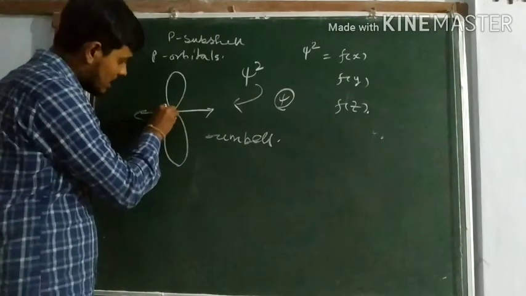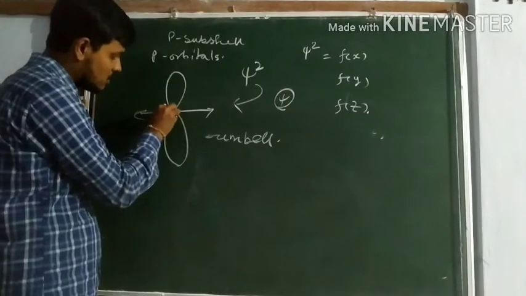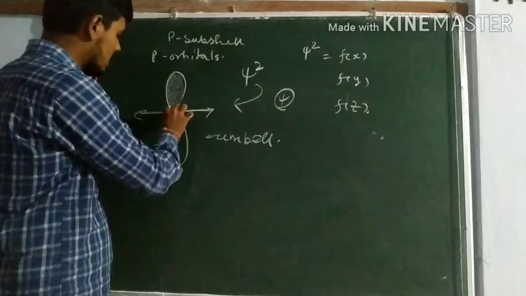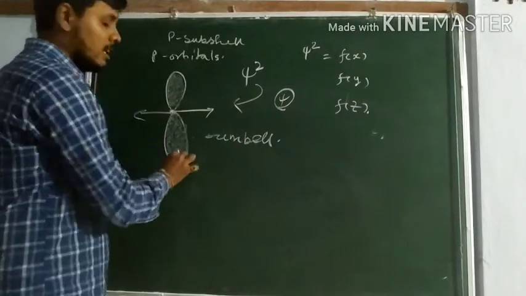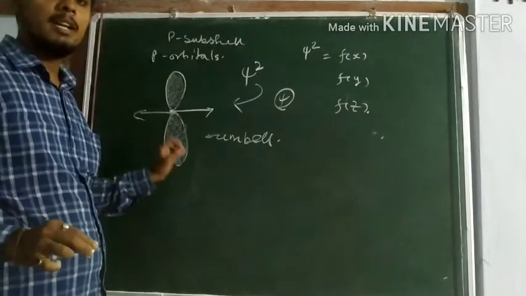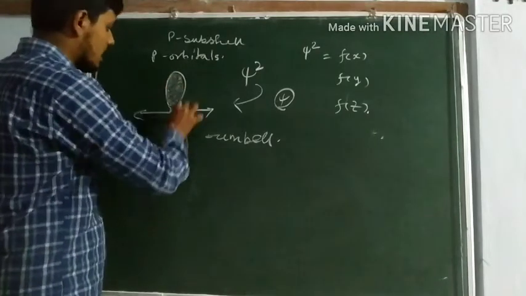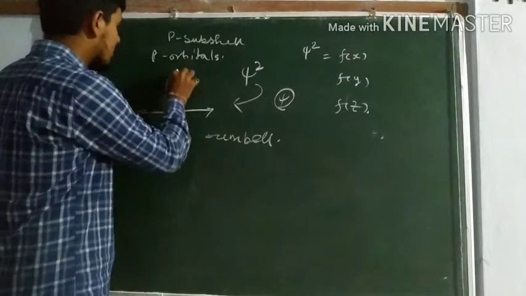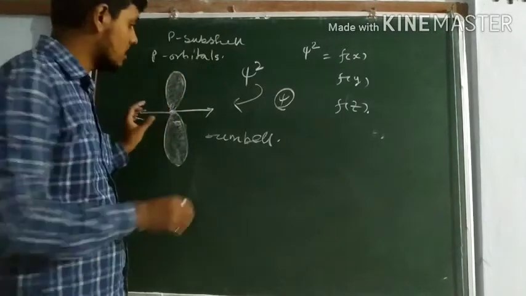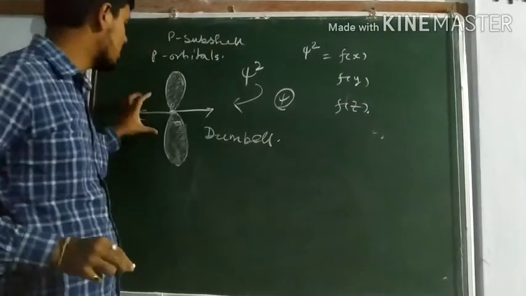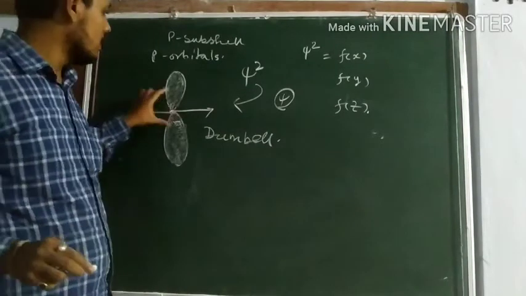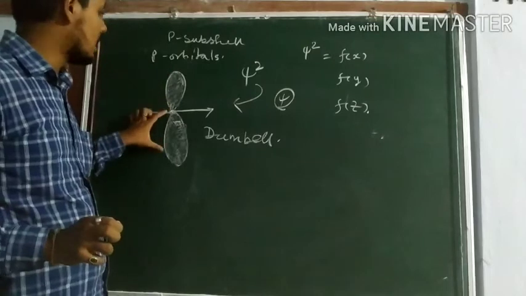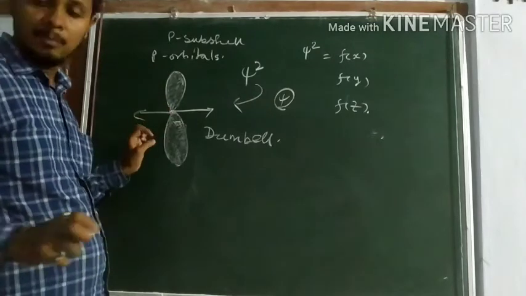So at this particular point there will be no electrons. In the middle there will be no electron. Electrons will either be present here or here. That means there is a probability of finding electrons here and here. Okay, so that is why it is like a dumbbell. So the shape is a dumbbell because on plotting psi square, the probability of finding the electron is here and here, not in the middle.